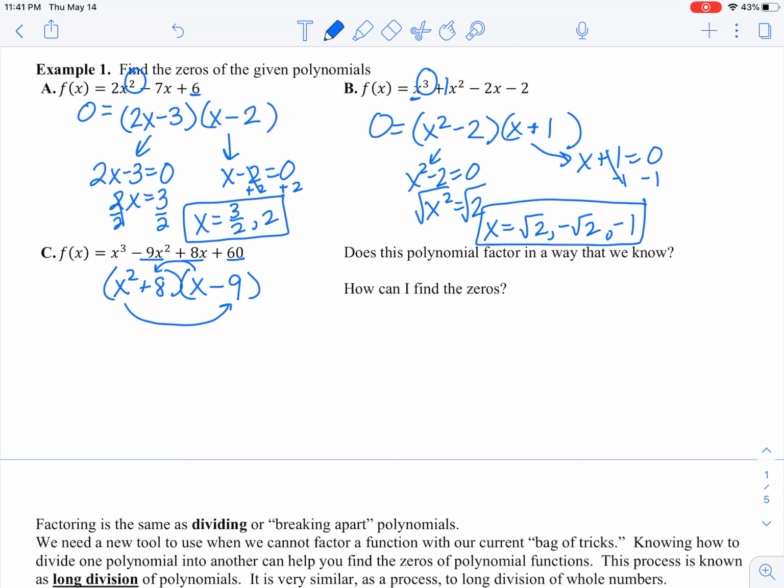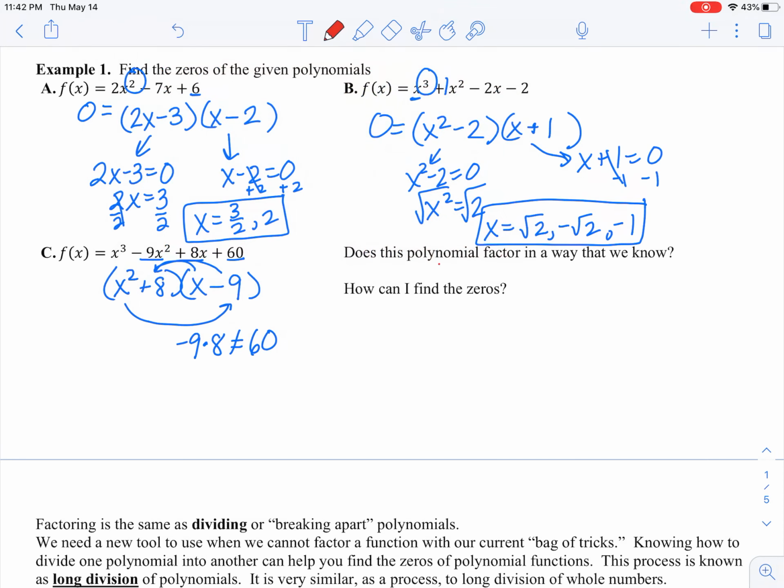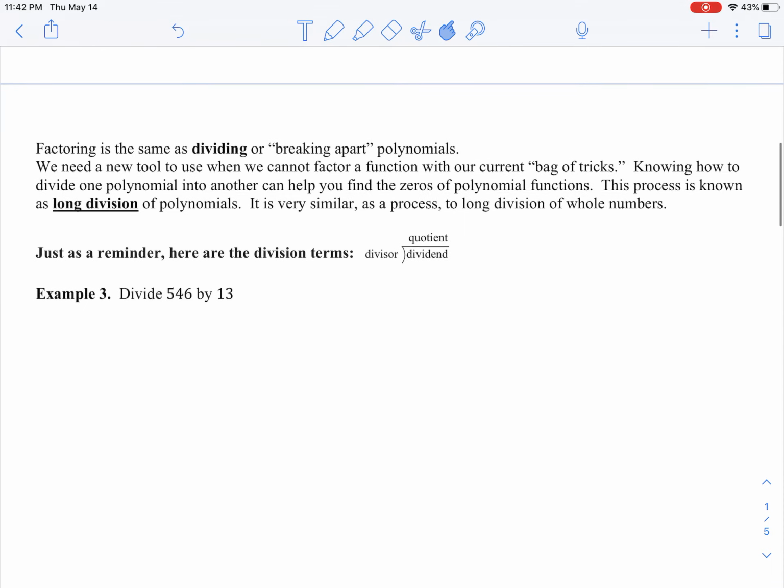And then we've got to check to see if we get 60. So 8 times negative 9, it's not 60. That means that this polynomial factoring did not work with any of the factoring tools that we know. So does this polynomial work? No, it doesn't. How can I find the zeros? Well, that is why we're having this lesson today. We need another tool for our bag of tricks.